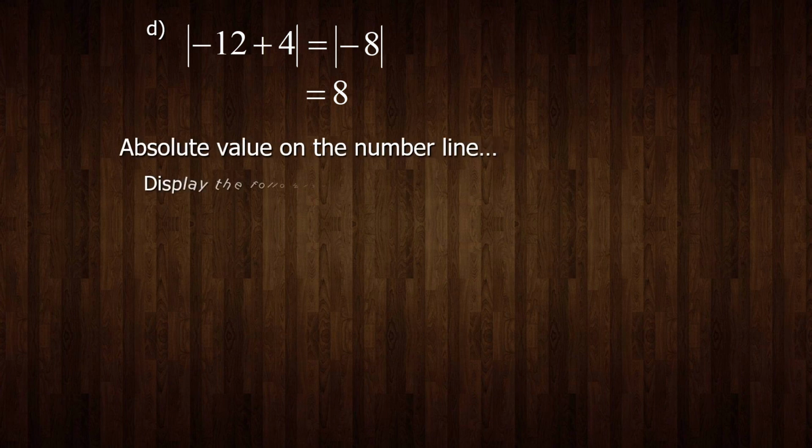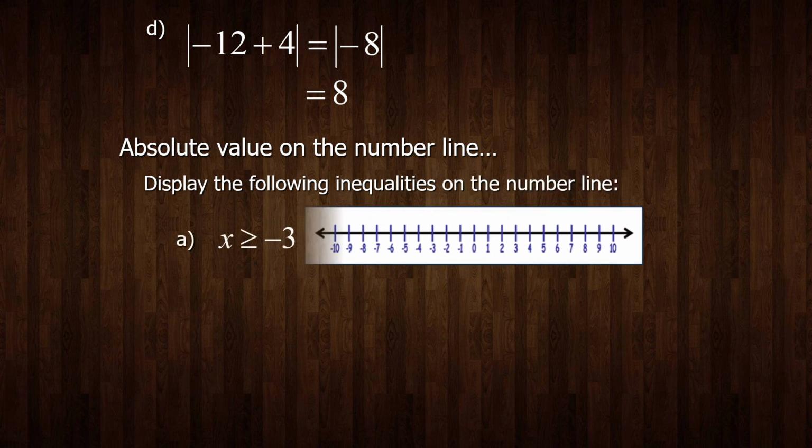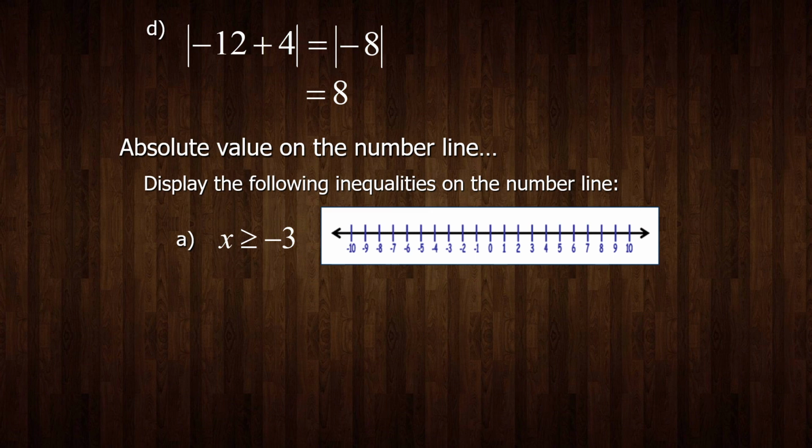Let's take a look at representing absolute value on the number line. So we're going to display some inequalities on the number line, starting with one that actually does not involve absolute value. This is just to get us warmed up a little bit here. So we're interested in all numbers, let's call them x, that are greater than or equal to negative 3. So how do we show that on the number line? Well, first of all, we got to make sure that we include negative 3 and all the numbers greater than negative 3 as well.